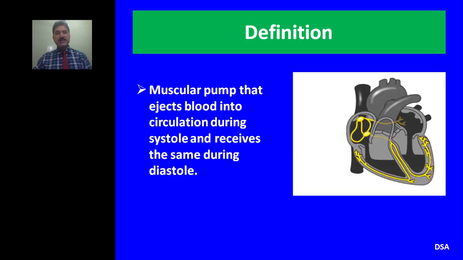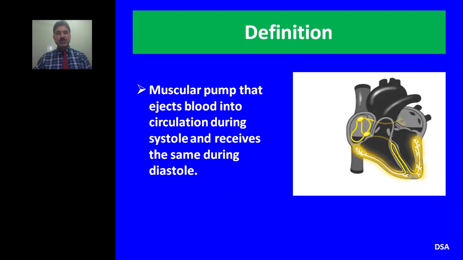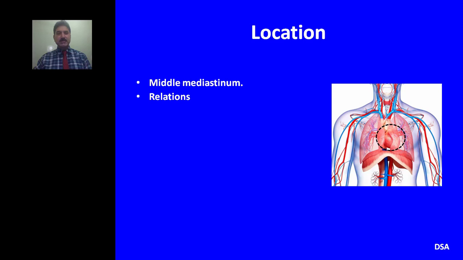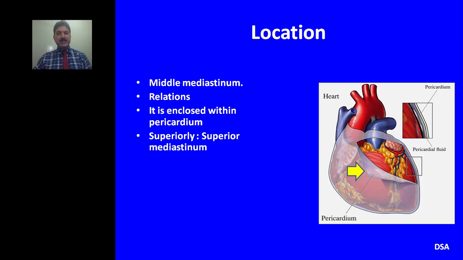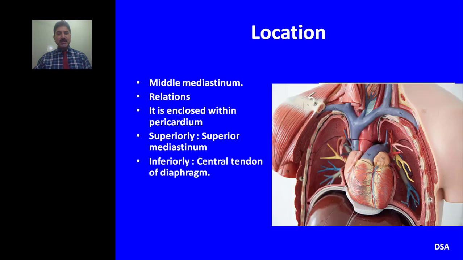Heart can be defined as a muscular pump that ejects blood into circulation during systole and receives the same during diastole. It is located in the middle mediastinum. The relations of heart with other anatomical structures in the middle mediastinum are: it is enclosed within pericardium. If we give an incision in the pericardium and take out the heart, it is superior related to the superior mediastinum. Inferiorly, it rests on the central tendon of the diaphragm.